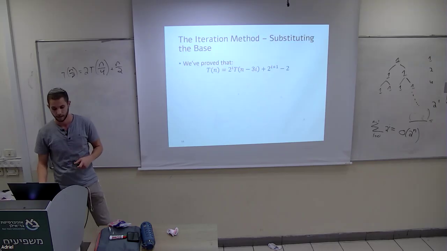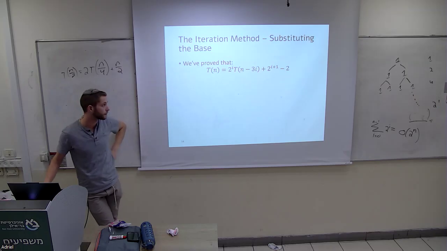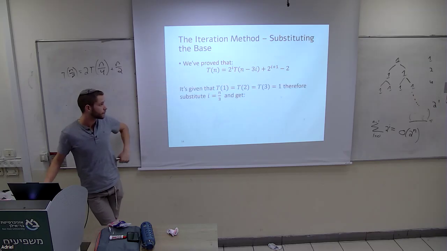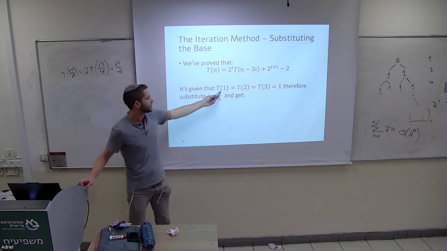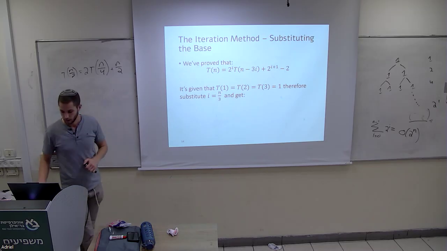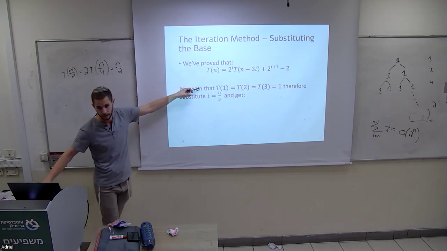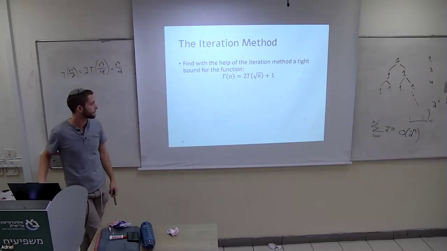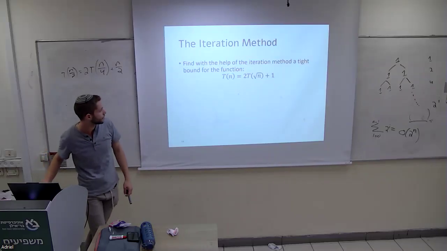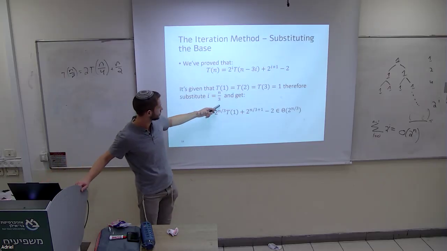All right, so we proved this. But now we still need to get a big O. We still need to get a theta. So what do we do? It's usually given that T of 1 equals 1, but here we're told that T of 1, T of 2, and T of 3 all equal 1. Therefore, we substitute i equals n divided by 3, because then we'll get to 1 of these at least. T of n equals 2, and now we substitute i equals n divided by 3.